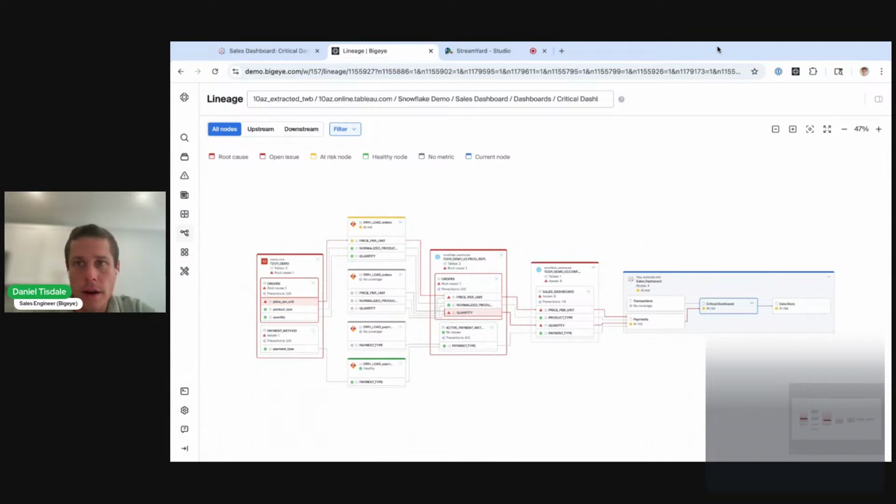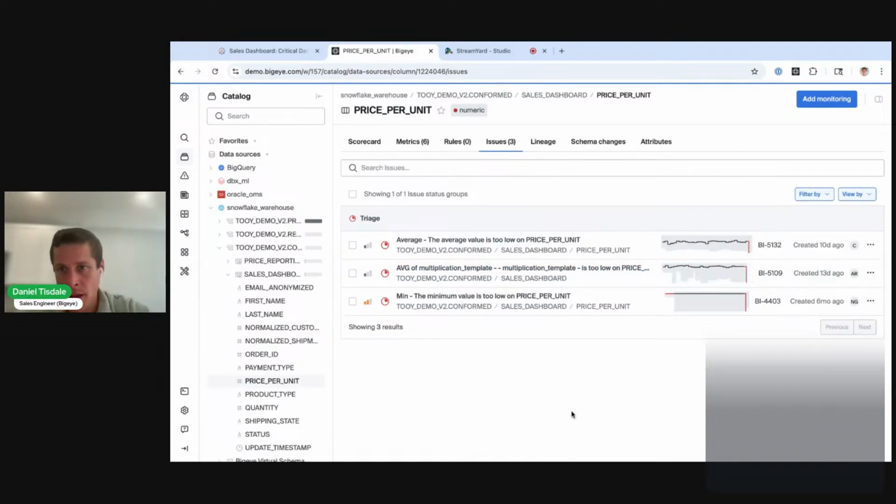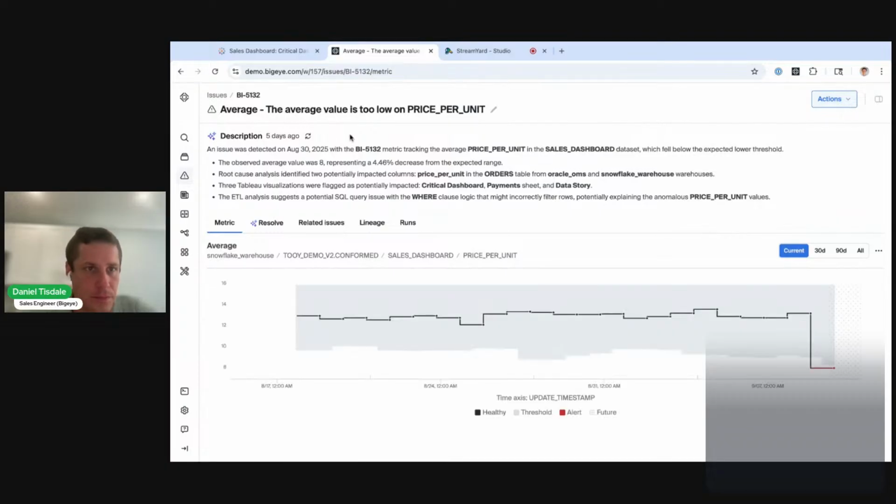From here, now that I've got context on where the specific data quality issues are occurring, let me drill into this price per unit column. We can see that there are 3 open issues right now. If I drill into just the first issue, this is telling me that the average value is too low on price per unit.